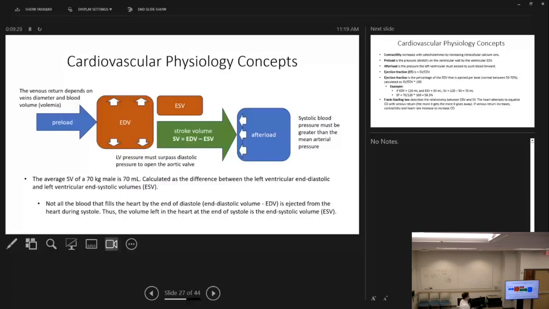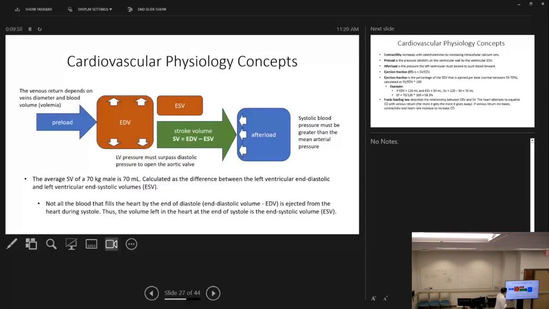Okay? Now, what else do we have in this diagram? Notice that for this to happen, the pressure that the left ventricle develops has to be greater, has to surpass the diastolic pressure to be able to open the aortic valve. Okay, that is something that happens every day, every minute. We don't worry about that, we take it for granted, but we shouldn't take it for granted. There is a moment in our life when that's not going to work.